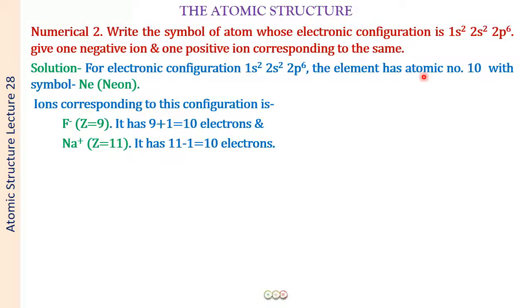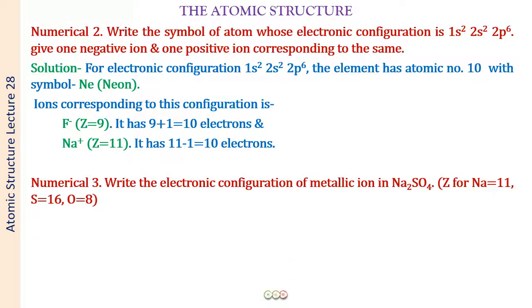I hope the question is clear that we have to write the electronic configuration. We get the atomic number from that, and then we can write the name of the element. And to have the ions corresponding to the same configuration, the number of electrons has to remain the same. They are going to be isoelectronic species, and you have to just see the element with atomic number 1 less than neon to get a negative ion, and 1 more than neon to get a positive ion.